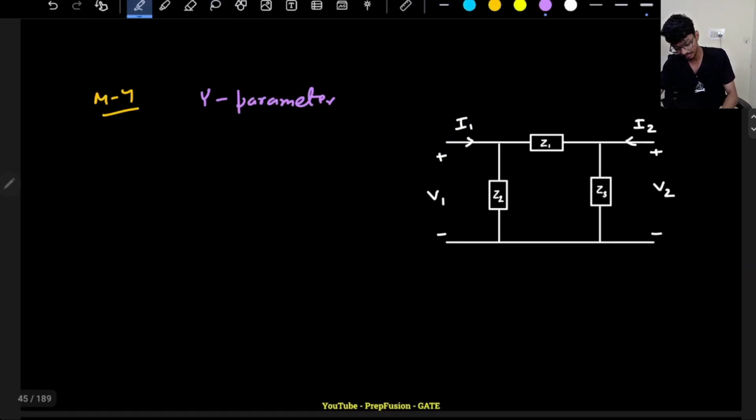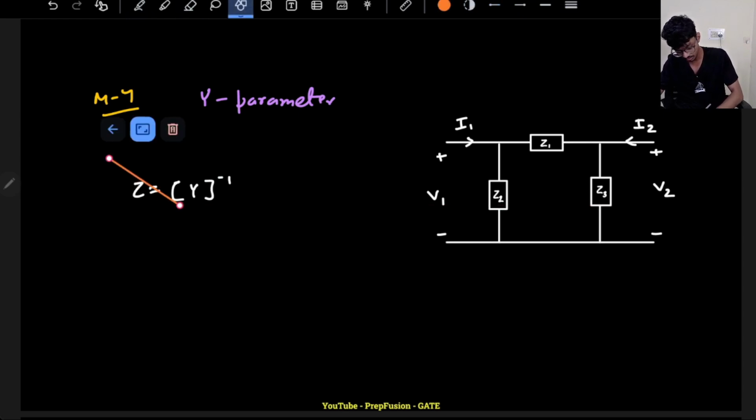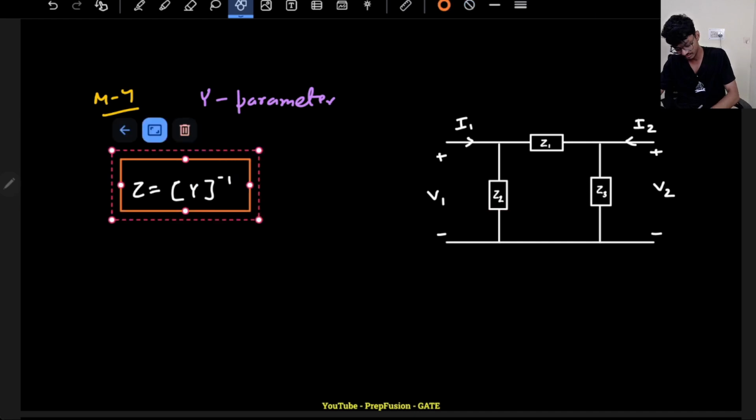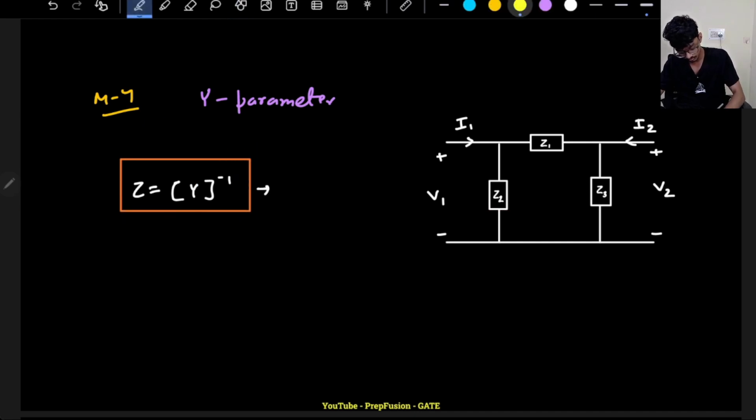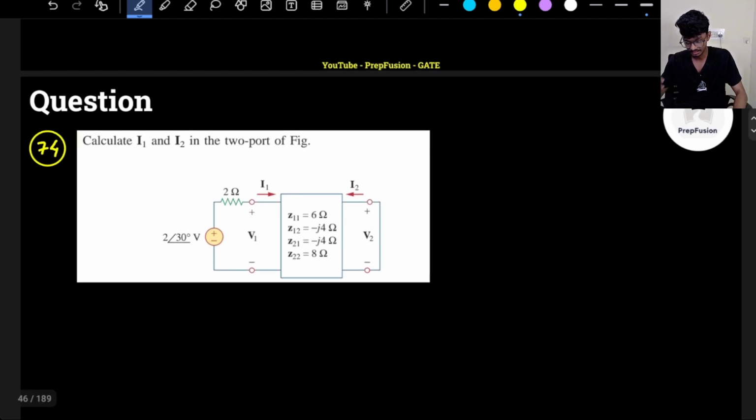After you find the Y parameters, your Z parameter matrix is just the inverse of the Y parameter matrix. Don't worry if you don't understand this, we will learn about this. This will always be valid unless the determinant of the Y parameter matrix is equal to 0. If it is 0, the inverse does not exist, and I will not be able to find the Z parameters. This we will learn later on.